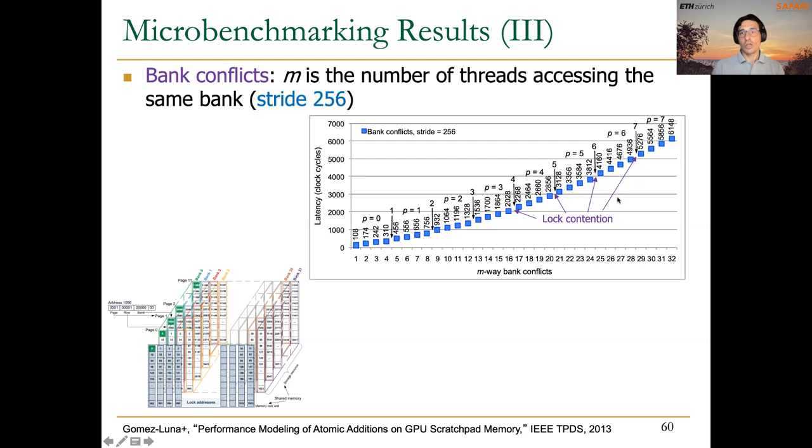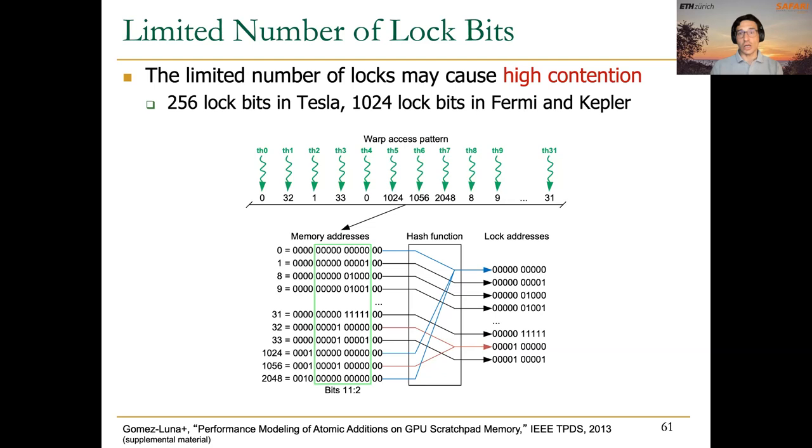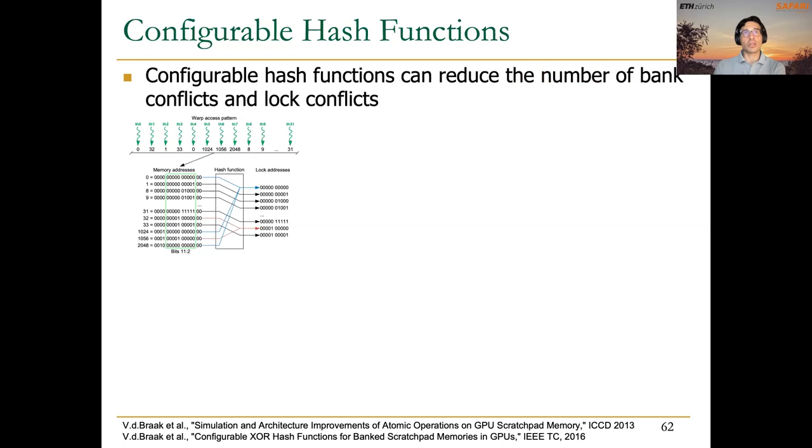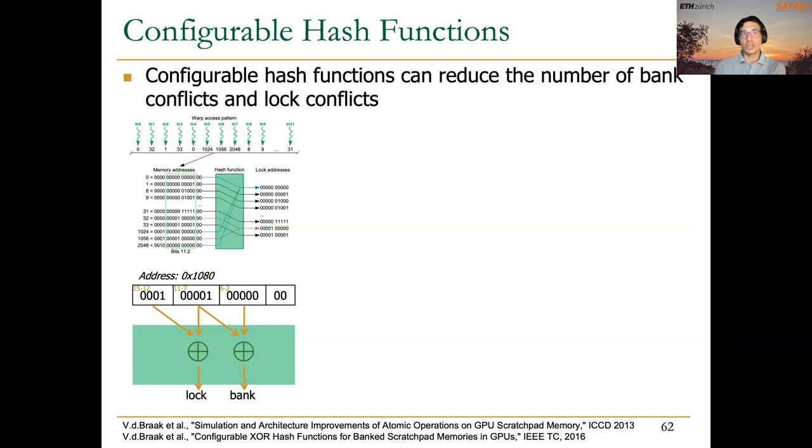So this is all the characterization that we need to understand how the atomic operations in shared memory work in Tesla, Fermi, and Kepler architectures. One of the key issues why this happened is because the hash function that connected the memory addresses with the lock addresses was a very simple function. It was just a linear assignment. So one thing we could do is use configurable hash functions to change the hash function, and depending on the workload, map the addresses to the lock addresses in a different way in order to avoid bank conflicts.